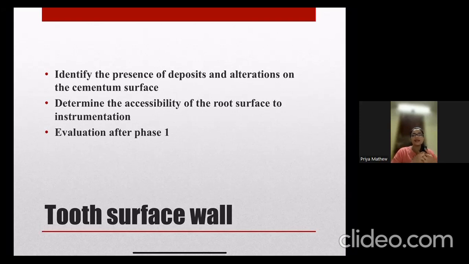So it enhances healing by a connective tissue binding rather than the epithelial binding that occurs, that is, a long junctional epithelium, which we assume to have weaker healing than connective tissue healing. Okay, so that was about the root surface wall, that is zone 2.